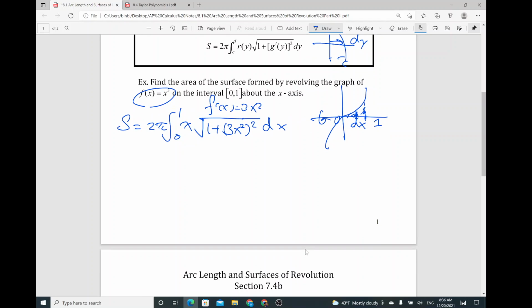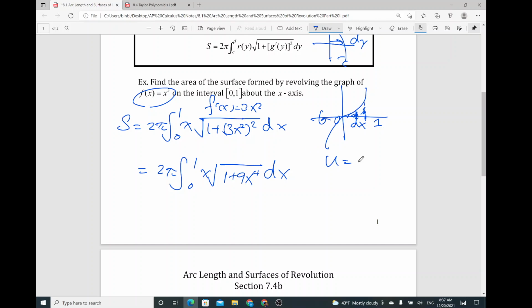So to integrate it, we get 2 pi integral from 0 to 1, and this one just uses the Pythagorean theorem, square root of 1 plus 9x to the power of 4 dx. The rest of this you want to put into the calculator, because so far you don't have any integration technique for doing this. Perhaps we can use substitution if you try to do it manually.